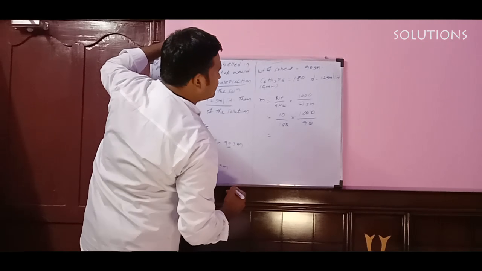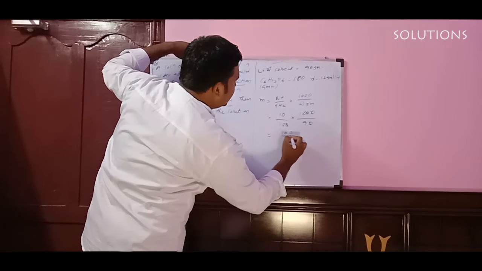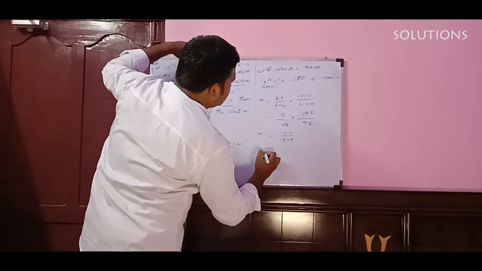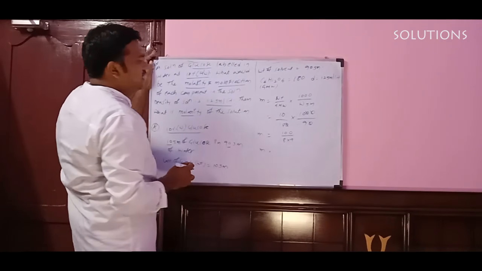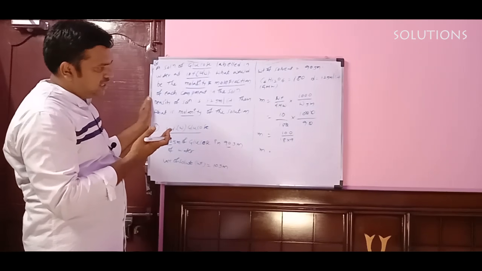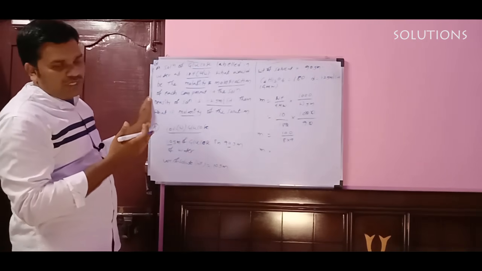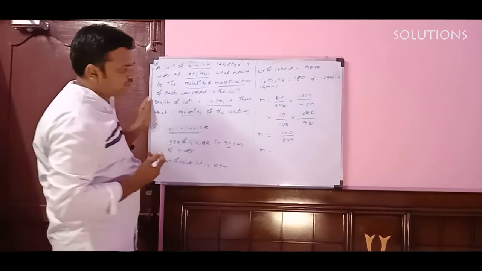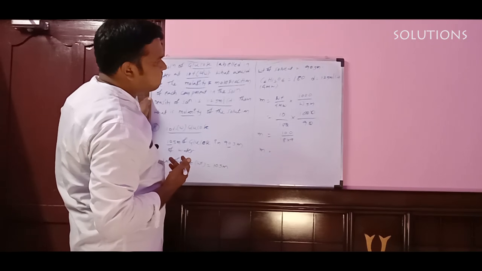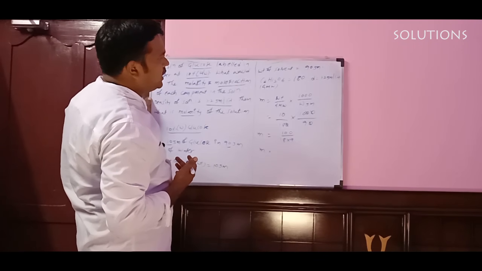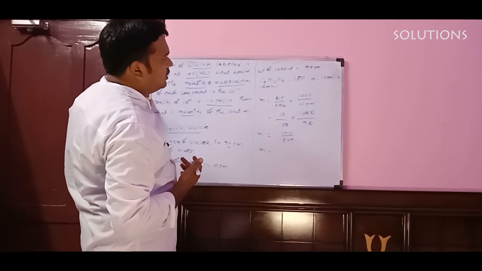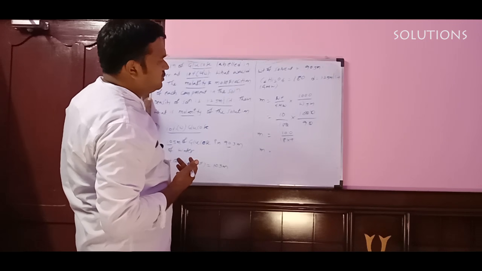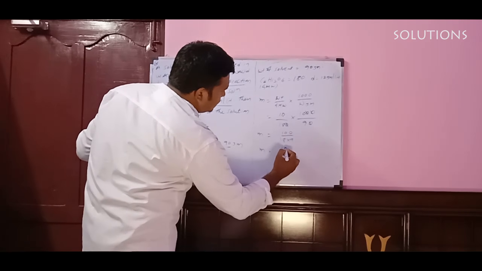So what you will get here is 100 by 18 into 9. What is the final value you got? 10 by 180 into 1000 by 90 gives 100 by 18 into 9. So what will you get here?